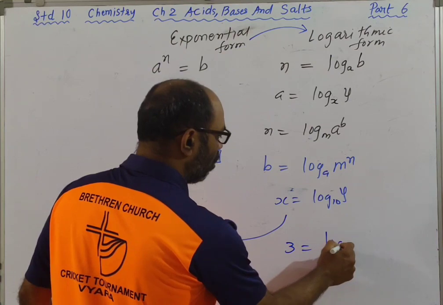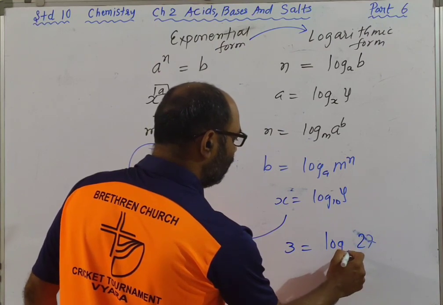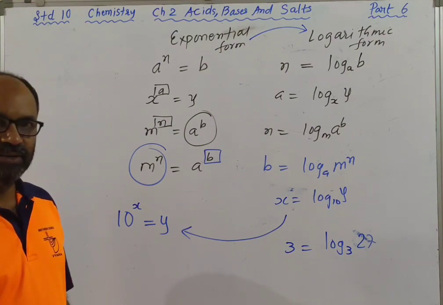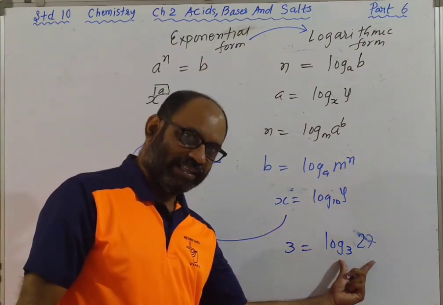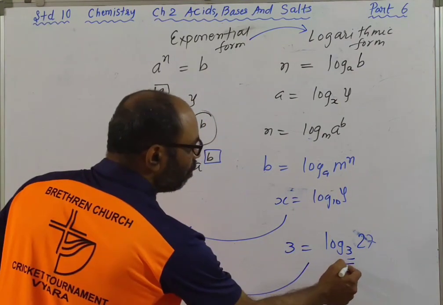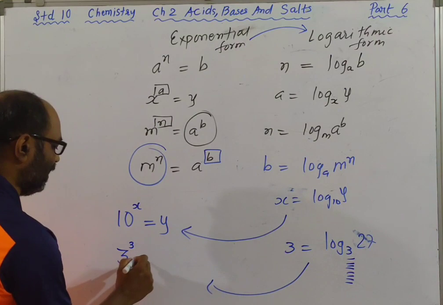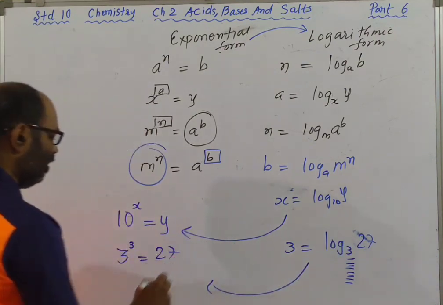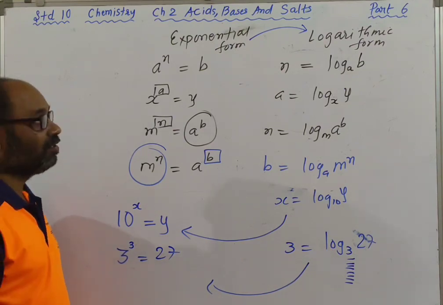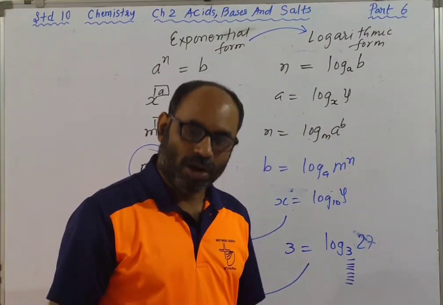3 is equal to log of 27 to the base 3. The value of log of 27 to the base 3 is 3. Convert into exponential form. First you pick up the base. What is the base? 3. And what is the value of that logarithm? 3. That becomes the index: 3 raised to 3 is equal to 27. See, 3 cube, 3 into 3 into 3 is 27. Is that clear to you? So, understood what is logarithm? Any exponential form can be converted into logarithmic form.